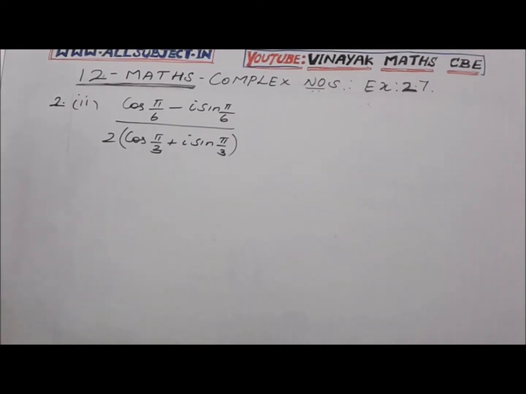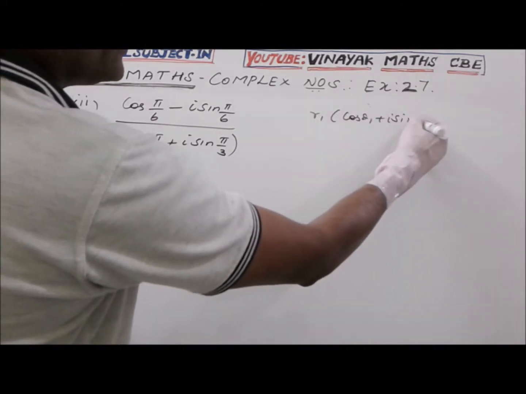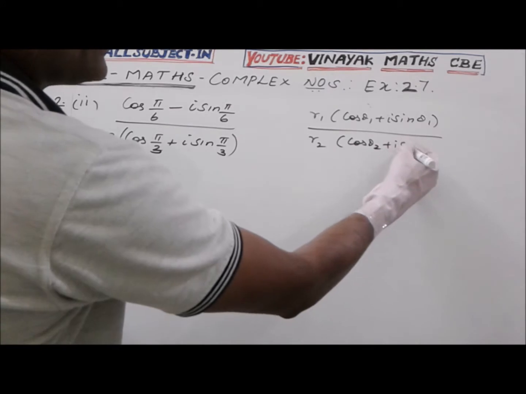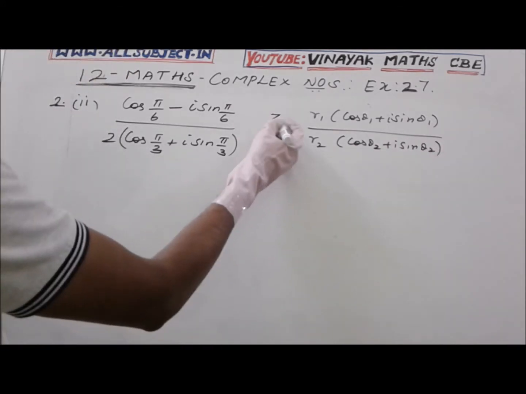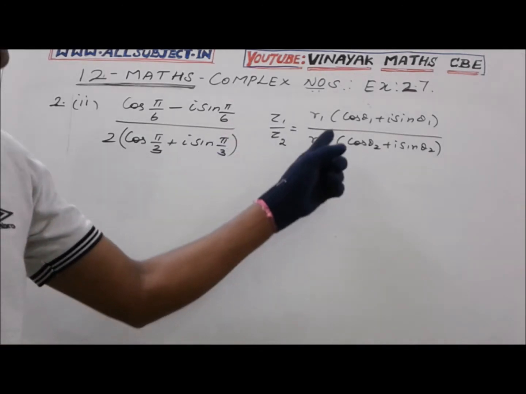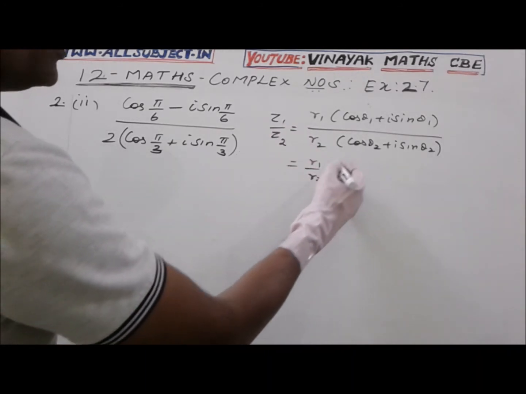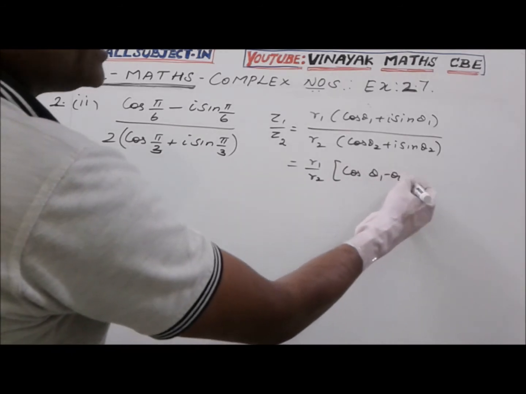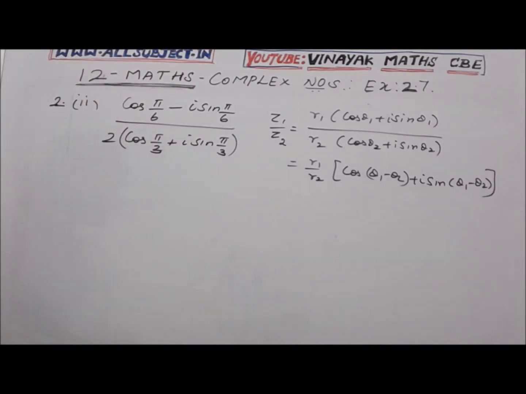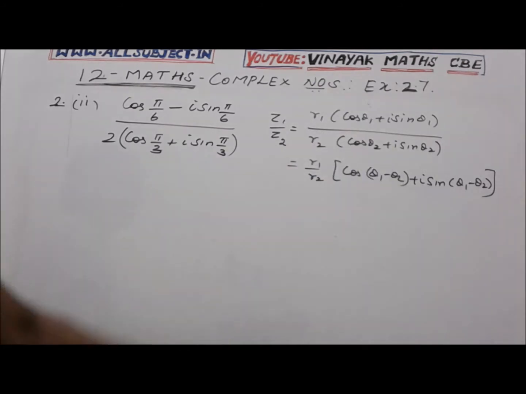For the second subdivision, we have the property R1 into cos theta 1 plus I sin theta 1 divided by R2 into cos theta 2 plus I sin theta 2. Now I have taken two complex numbers in division, Z1 by Z2, in polar form. This means R1 by R2 into cos of theta 1 minus theta 2 plus I into sin of theta 1 minus theta 2. When two complex numbers are in division, the modulus value is divided and the argument values are subtracted. This is the second result.